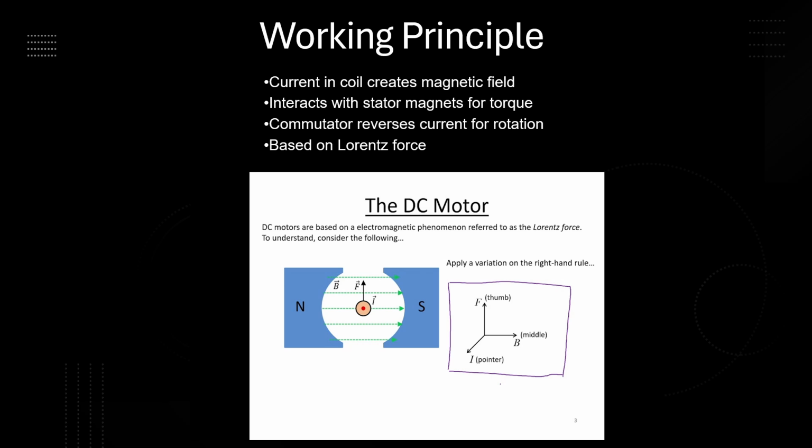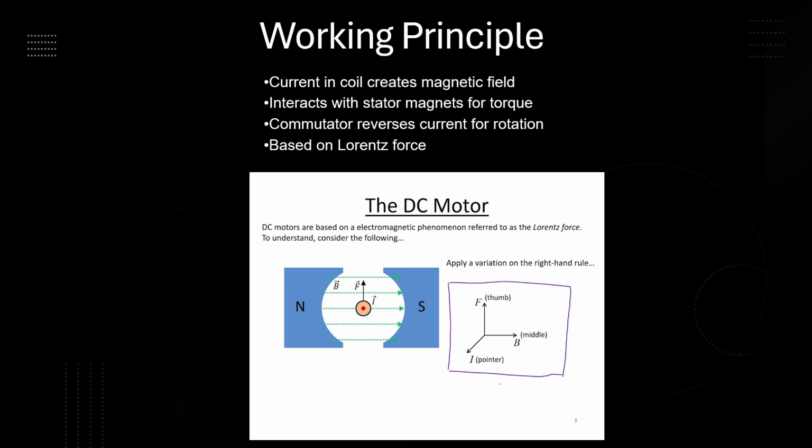Crucially, the torque will start the rotor, but once the armature aligns with the stator poles, it will just oscillate back and forth. To ensure continuous rotation, we need to constantly reverse the direction of the current in the armature coil every half turn. This job is handled by the commutator and brushes.